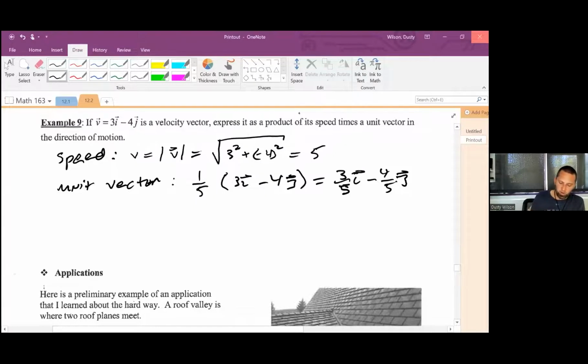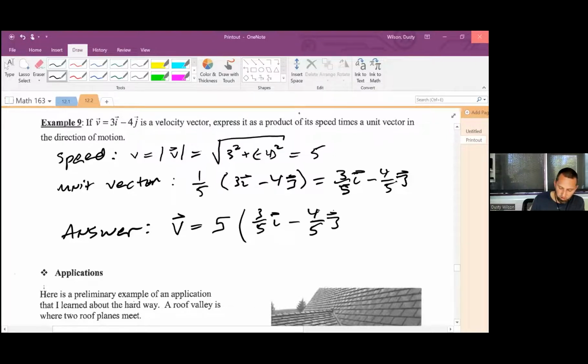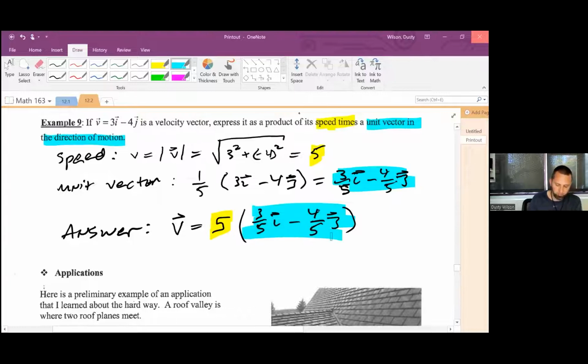And so the question asked us to write this as a product of speed times a unit vector in the direction of motion. And so our answer is going to be that v, the vector, is equal to 5 times (3/5 i minus 4/5 j). And so speed is here. This is the 5. And then a unit vector in the direction of motion is this right here. So we have answered the question.